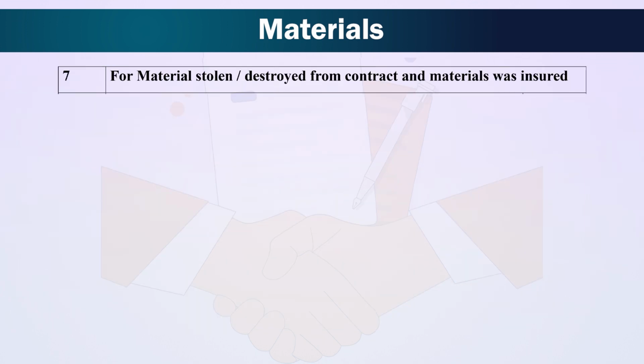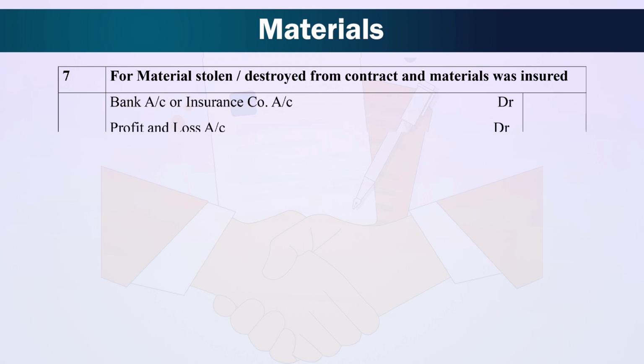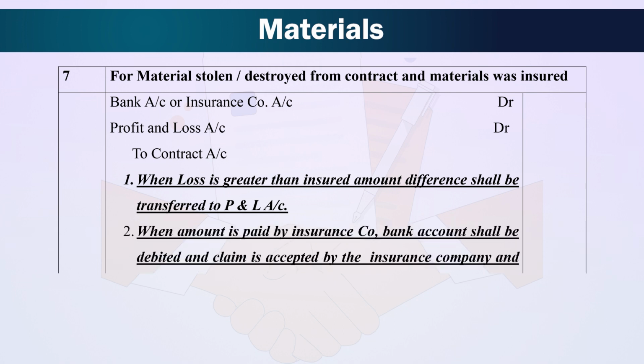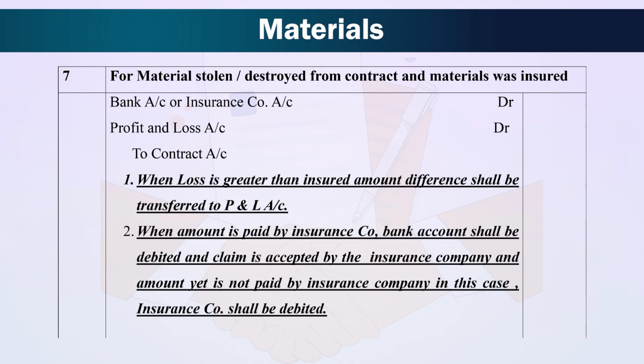Number 7, for material stolen or destroyed from contract, and the material was insured, the entry will be: bank account or insurance company account debit, profit and loss account debit, to contract account. Here consider that number 1, when loss is greater than insured amount, the difference shall be transferred to profit and loss account. Second, when amount is paid by the insurance company, bank account shall be debited.